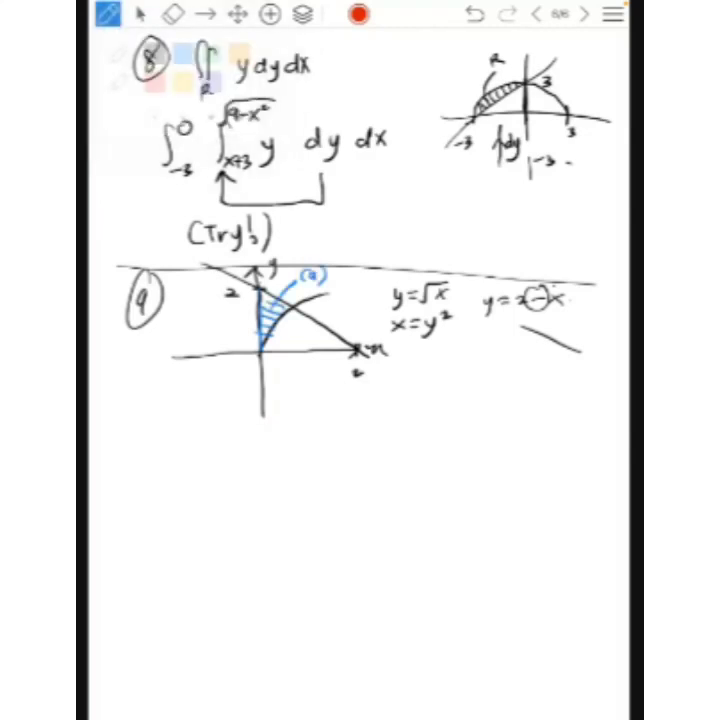And then B is the one enclosed by the x-axis. So B is this green one. Okay. This is the region for B. Okay, let's look into A first.